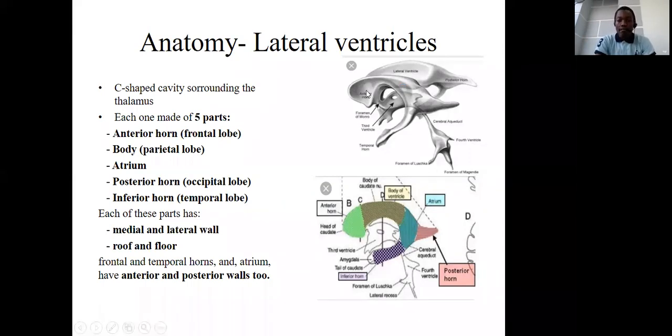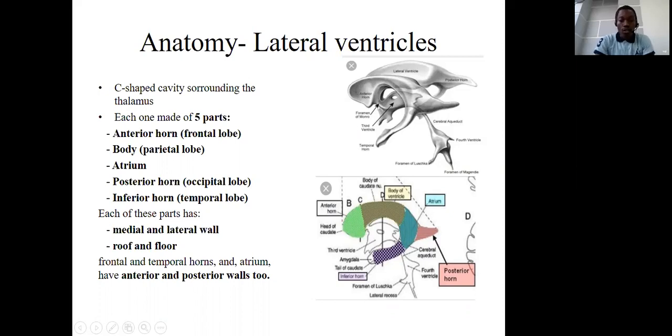We have an anterior horn present in the frontal lobe. We have a body, which is present in the parietal lobe. We have an atrium, an occipital horn or a posterior horn, and then a temporal horn or an inferior horn. Each of these parts of the lateral ventricle have a medial and a lateral wall, a roof and a floor, but more to that, the frontal and temporal horns and the atrium have an anterior and a posterior wall too.